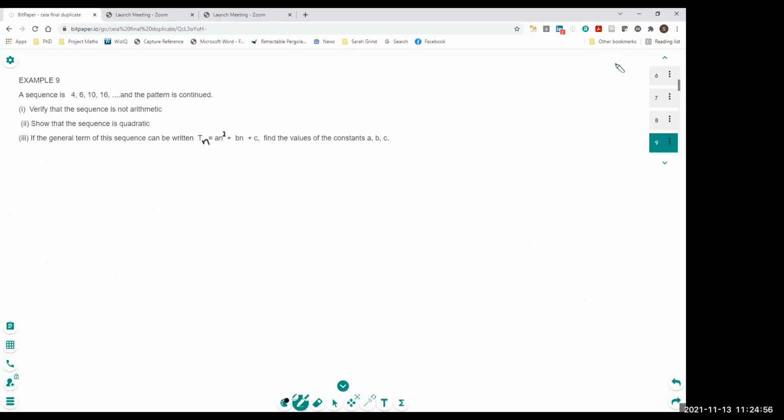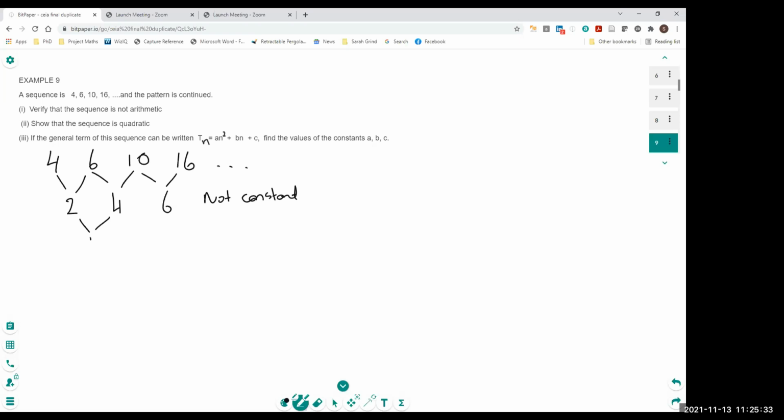So we have an example here. The sequence is 4, 6, 10, 16, and the pattern is continued. Verify that the sequence is not arithmetic. So let's write them up. So we have 4, 6, 10, 16, and so forth. Let's get the differences between them. 4 from 6 is 2. 6 from 10 is 4. 10 from 16 is 6. So not constant. So it's definitely not arithmetic.